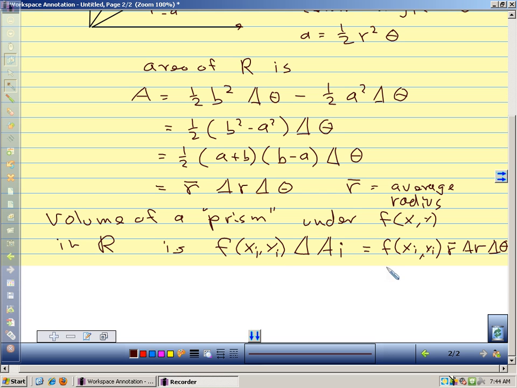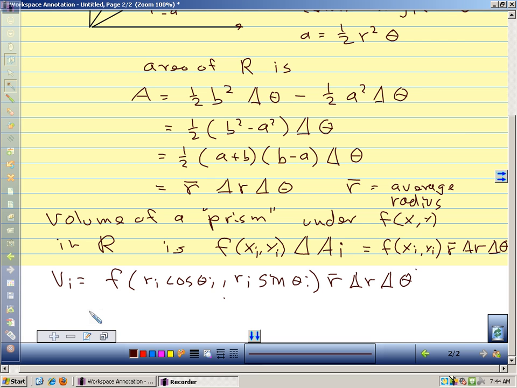And because we're expressing everything in terms of r and theta, I'm going to write f in terms of r and theta. So our volume equals some function, where x is r sub I cosine theta sub I, and y is r sub I sine theta sub I, times the average radius times delta r delta theta. So that's the volume of one of our small rectangular prisms in that region.